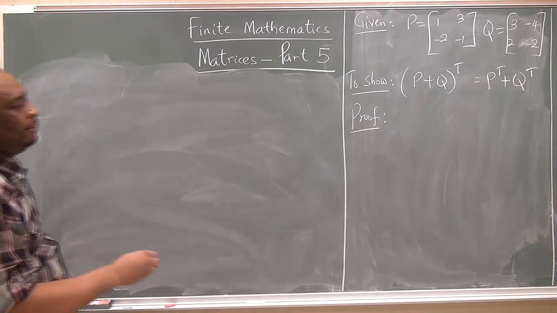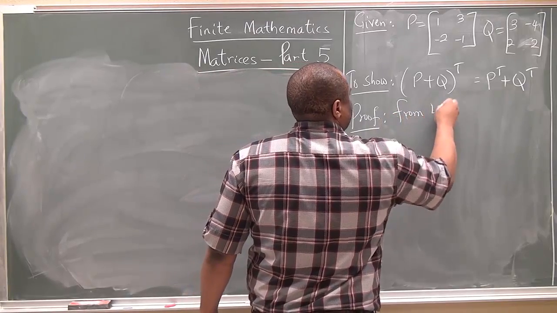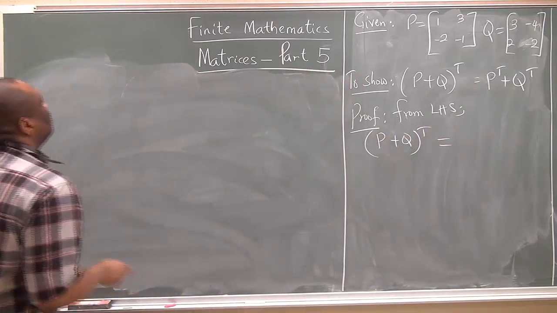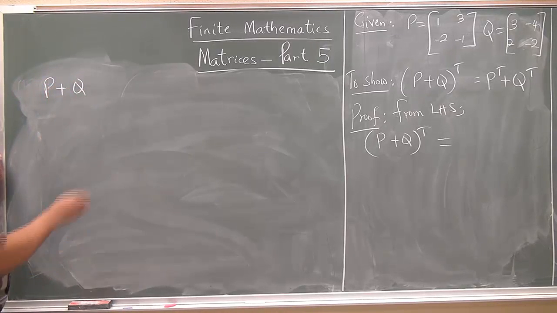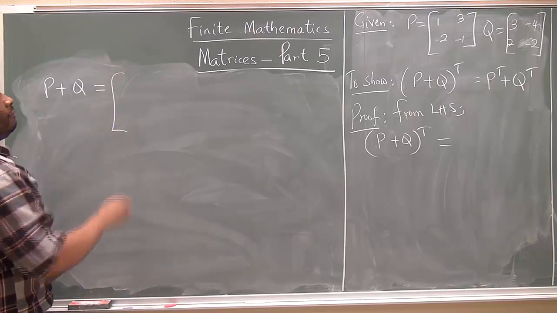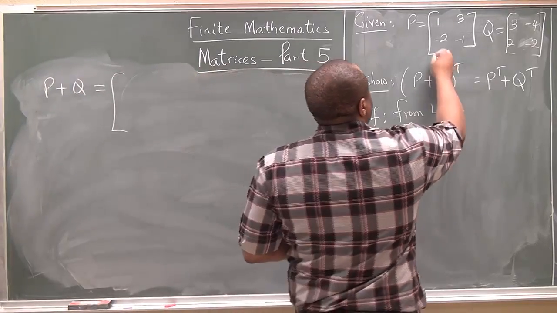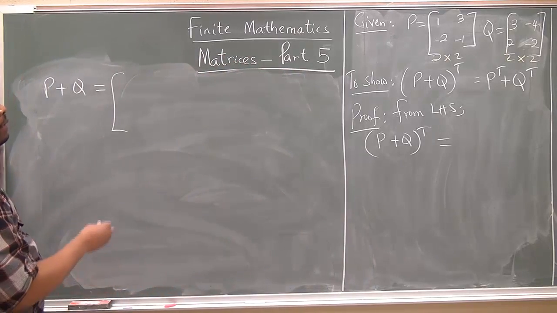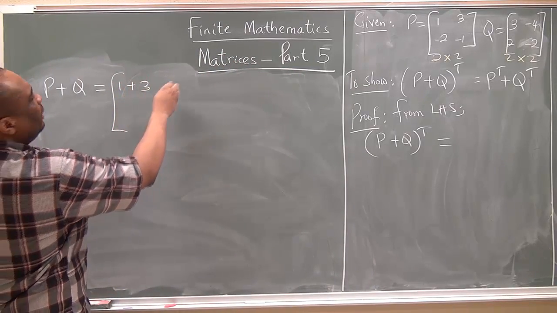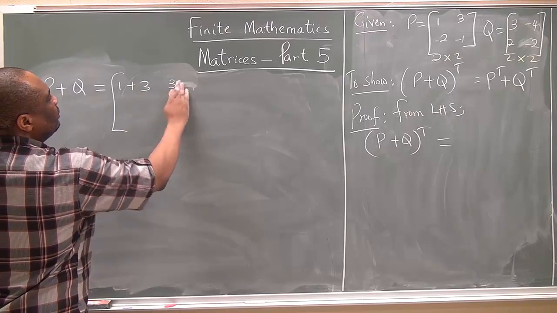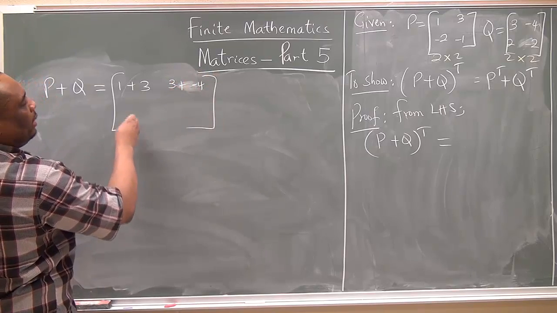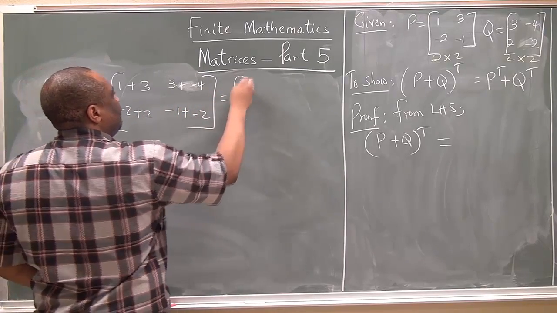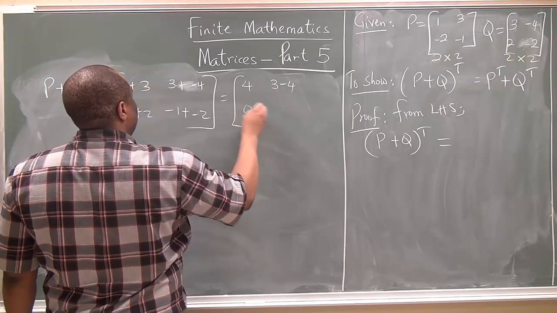Okay, first of all, from the left-hand side, let's come to something. P plus Q, all transpose, what do we have? First of all, we have here P plus Q. We do the parenthesis first. P plus Q, of course, is 2 by 2 plus 2 by 2, so it is conformable for addition. This will be 1 plus 3, negative 2 plus 2, 3 plus negative 4, negative 1 plus negative 2. So this will now be 4, 0, negative 1, negative 3.